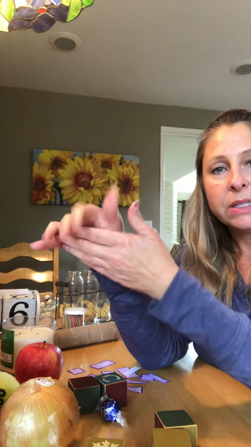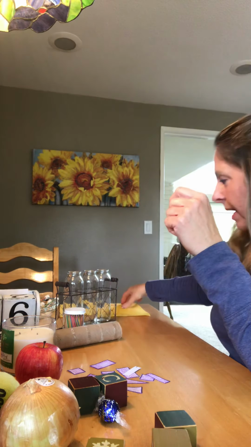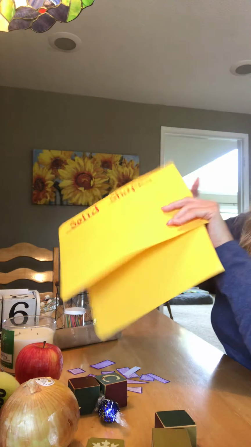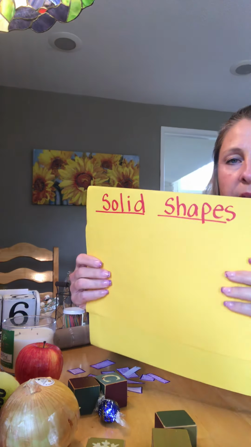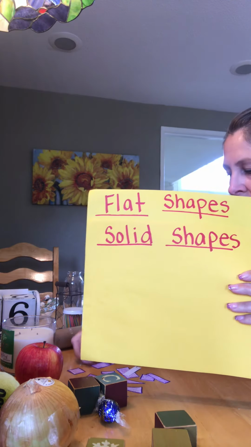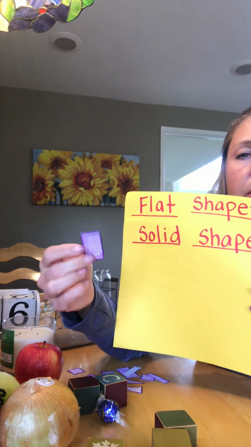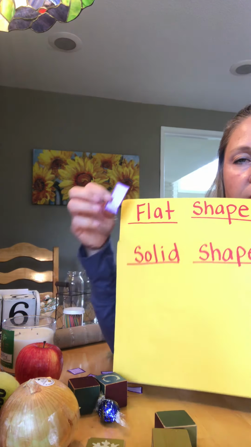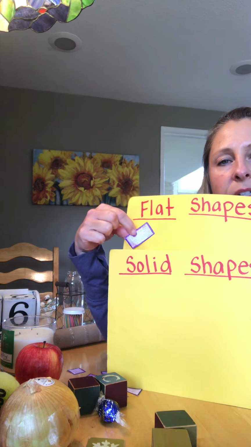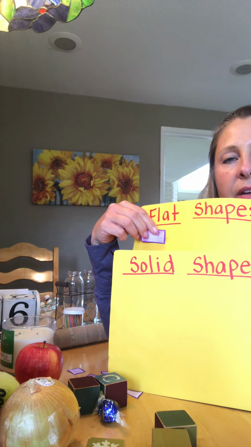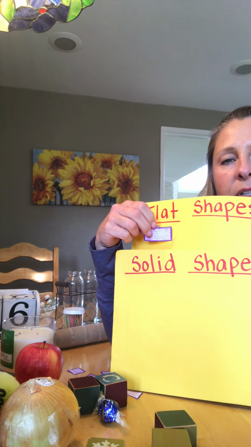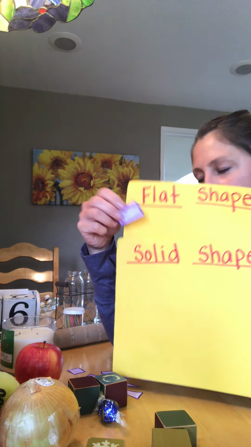So I'm going to hold up some different shapes, and I want you to either say flat shape or solid shape. Are you ready to play? So is it going to be a flat shape or a solid shape? So rectangle. What do you guys think? Flat shape or solid shape? Rectangles are flat. They're going to lay flat on the side. They have the four sides and the four vertices. They are considered a flat shape.